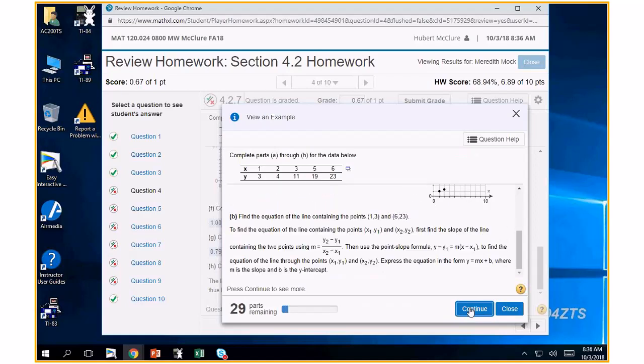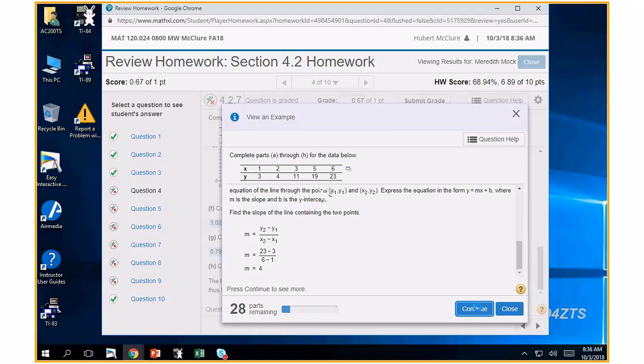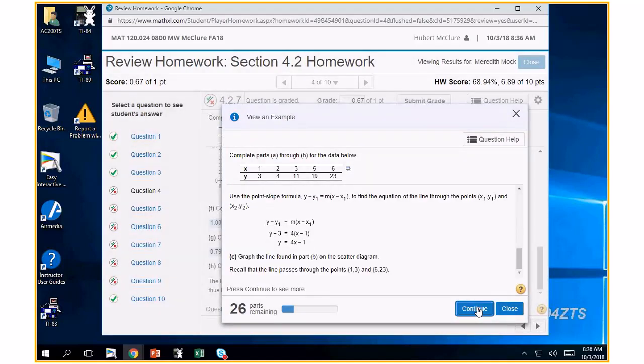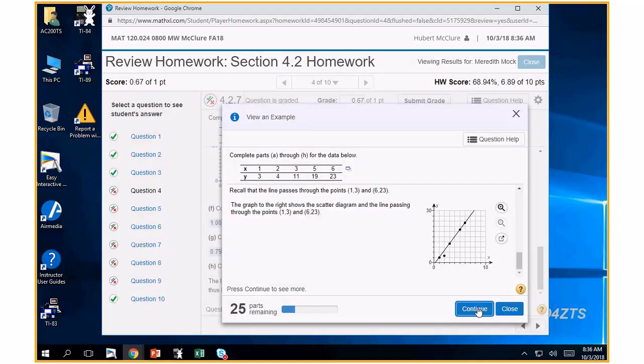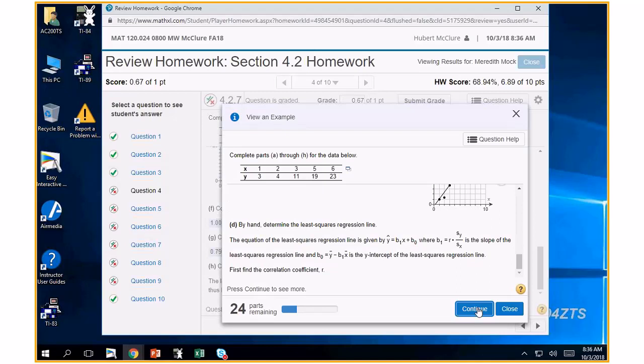There's the slope. Okay, find the slope, find the equation of the line. You can do that on the calculator too. I'm not worried about that. Recall the line passes through, by hand determine the least squares regression line. y is equal to b1x plus b0, where b1 is the slope of the least squares regression line, b0 is the y-intercept, and find the correlation coefficient. Well, we found the correlation coefficient. It's 0.99 blah, blah, blah.